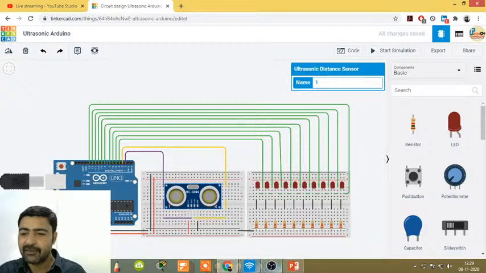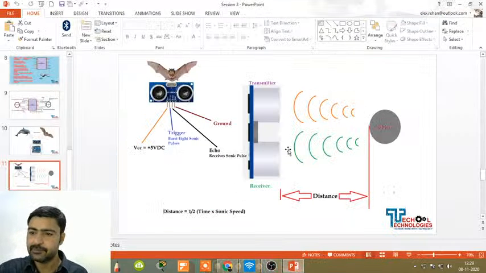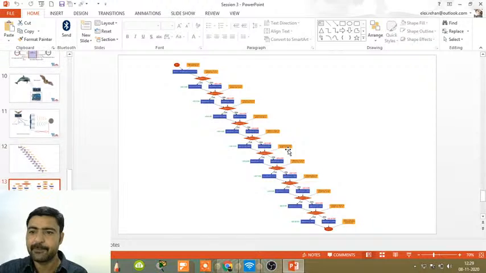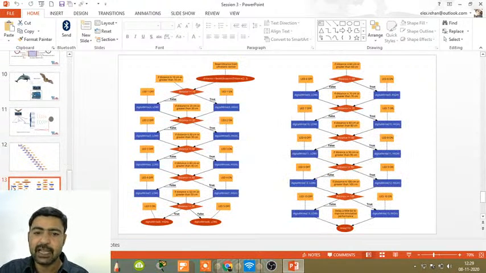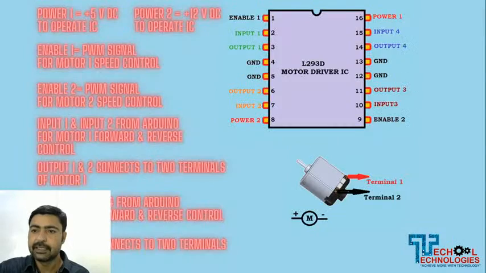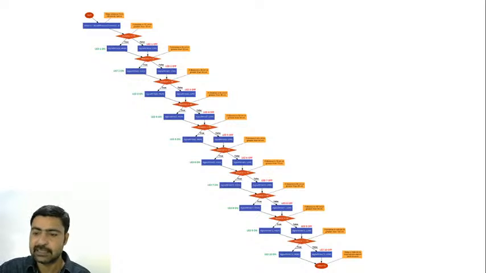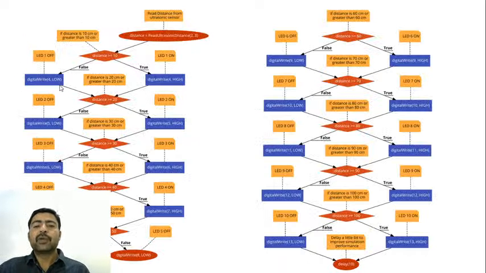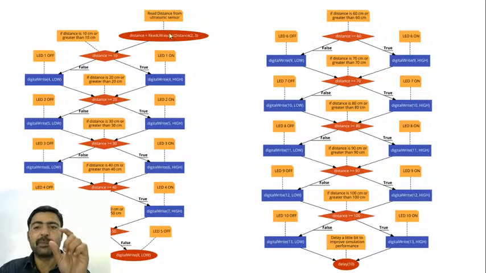Okay, if we check the flow chart also, this is the flow chart of the ultrasonic sensor. First we are reading the distance from the ultrasonic sensor and storing it in a variable, distance. Then we have put a condition. If it is true, we'll do this. If it is false, we'll do this.